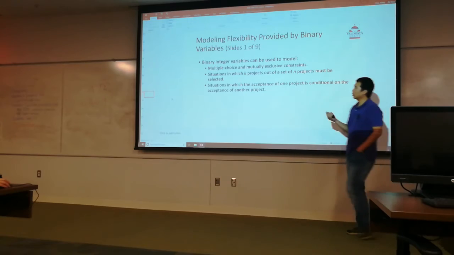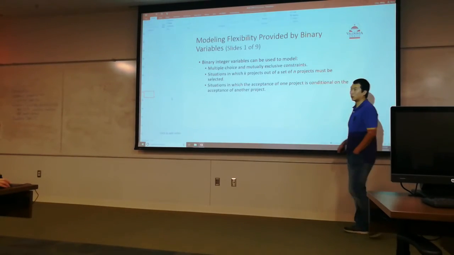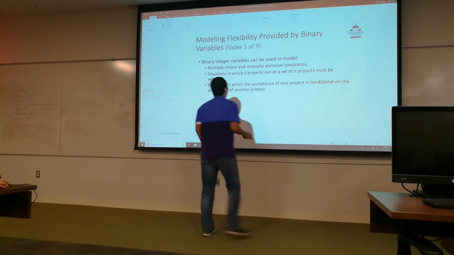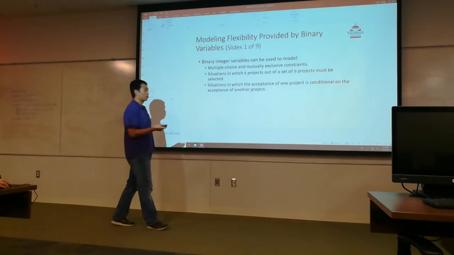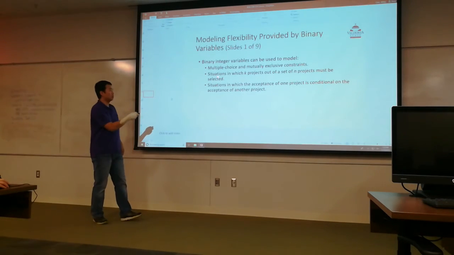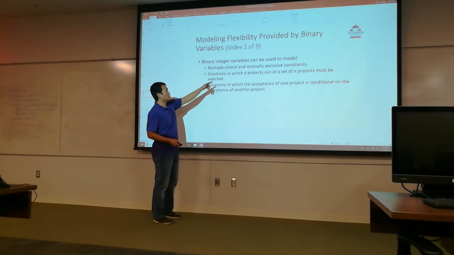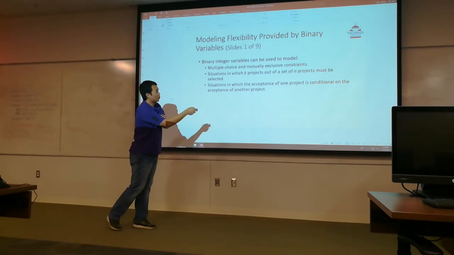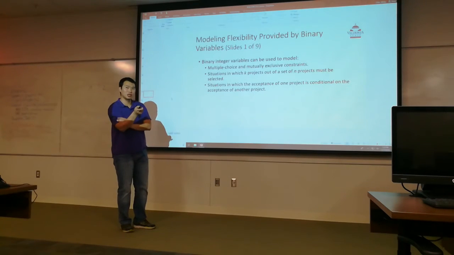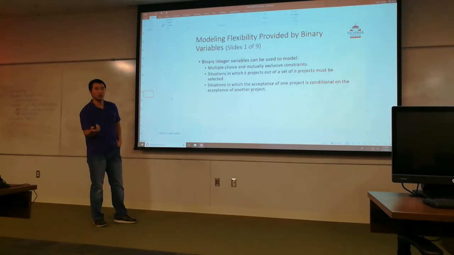So how do we use binary variables? There are a few things we can consider. If we have multiple choice and mutually exclusive constraints, we can use binary variables, and there are two other scenarios. We have n projects, and among those n projects, we select k projects out of those n projects.